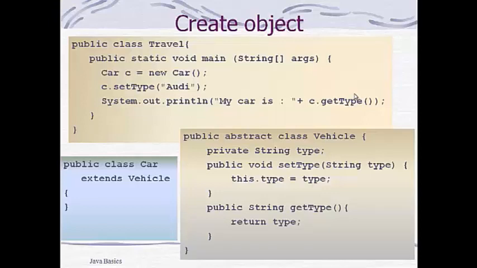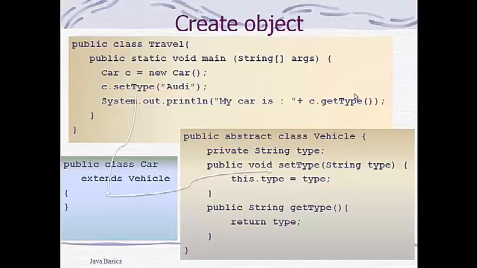So what happens here is, when you say setType, since c is a Car, it tries to call it in Car. It doesn't exist, so it calls setType from Vehicle.